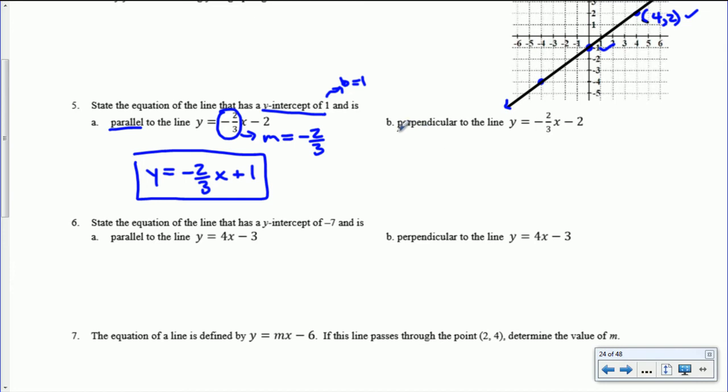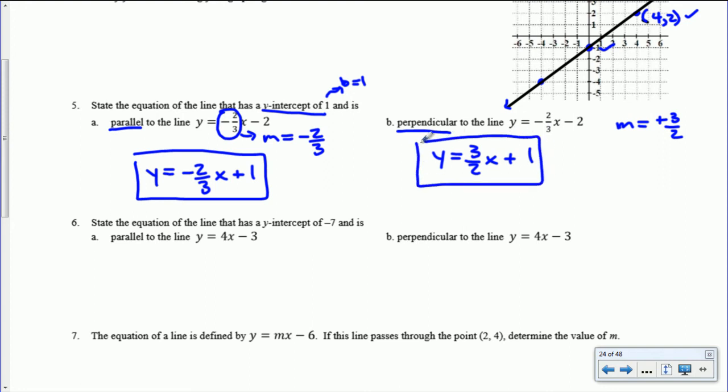Okay, and if it's perpendicular to this line, that means I require the slope to be the negative reciprocal of -2/3, so that will be +3/2. So I will have y equals mx plus b, so m needs to be 3/2, +3/2 x, and b, as stated, needs to be 1. So that'll be my line.